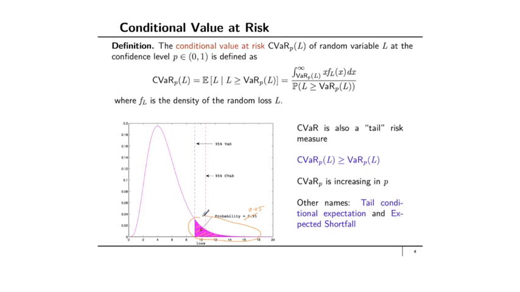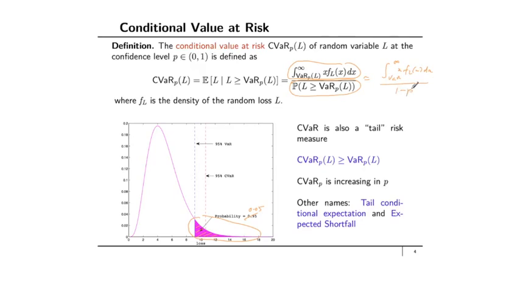So in an expression, it's the integral from value at risk to infinity, x times f(x) dx. So this is just the plain expectation of the tail. And then I divide it by the probability that things are going to be in the tail. So this is approximately that expectation from value at risk to infinity, x f_L(x) dx divided by 1 minus p. It's also a tail measure.